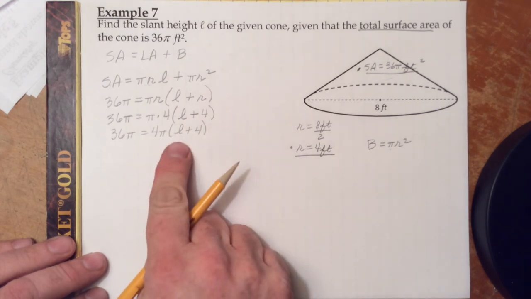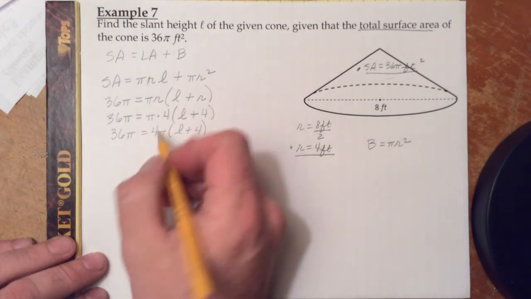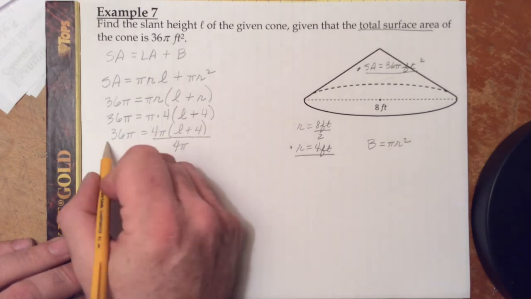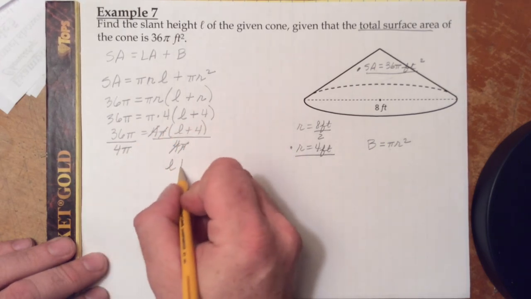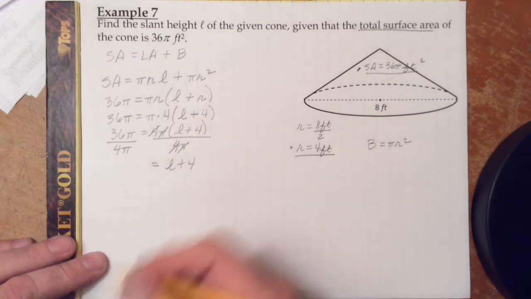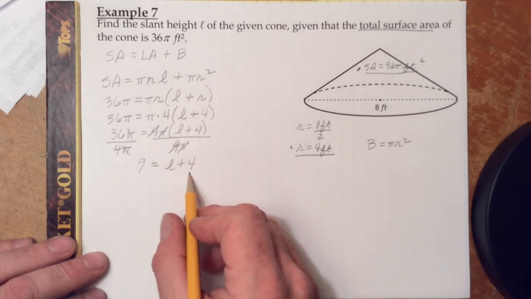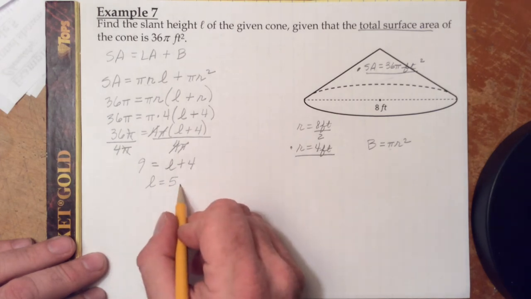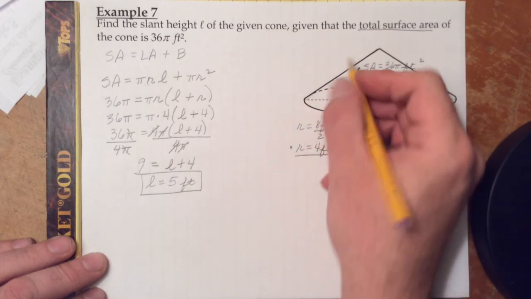Now, since we're looking for L, we need to get rid of everything around L. L plus 4 is being multiplied with 4 pi. So 4 and pi are both factors. We can divide both sides by 4 and by pi. The 4's divide out, the pi's divide out, and we're left with L plus 4. On the left side, the pi's divide out. 36 divided by 4 is 9. Now all we need to do is solve this one-step equation by subtracting 4 from both sides. When we do that, we get L is 5. So our slant height is 5 feet. We found the slant height of this cone by using its surface area and its radius.